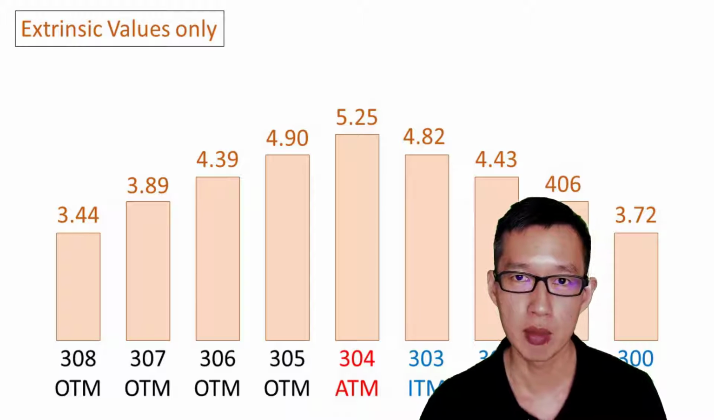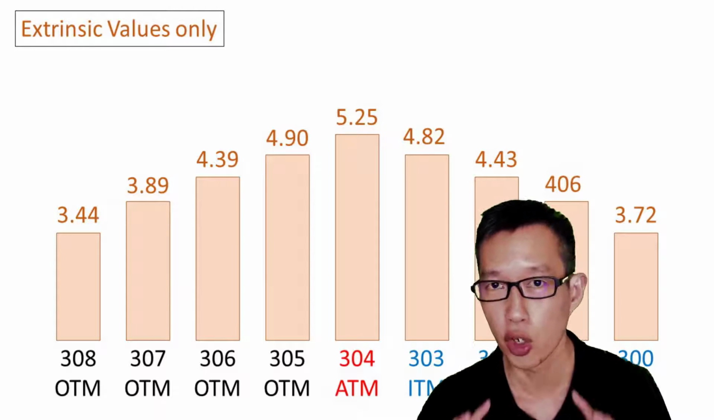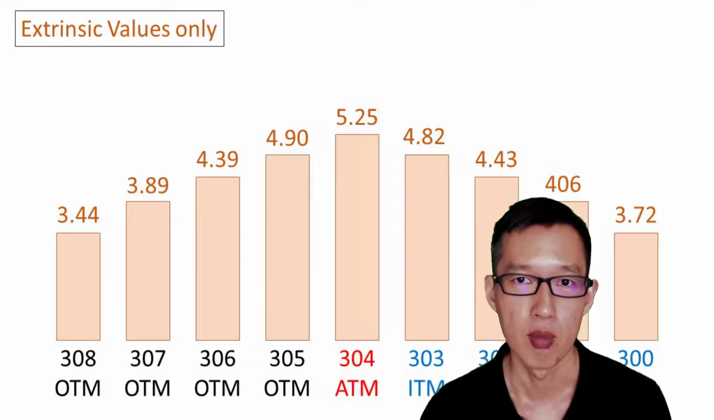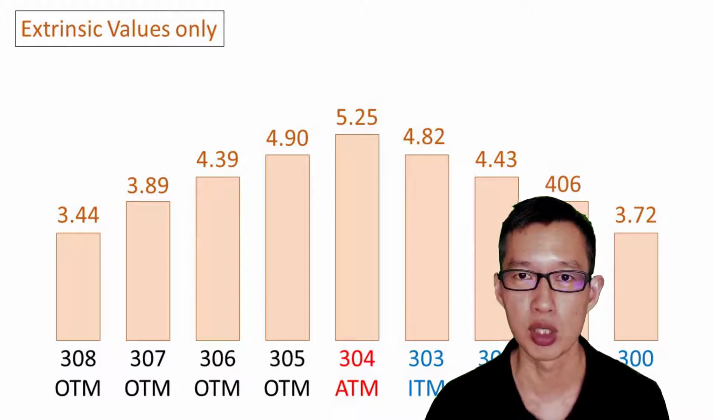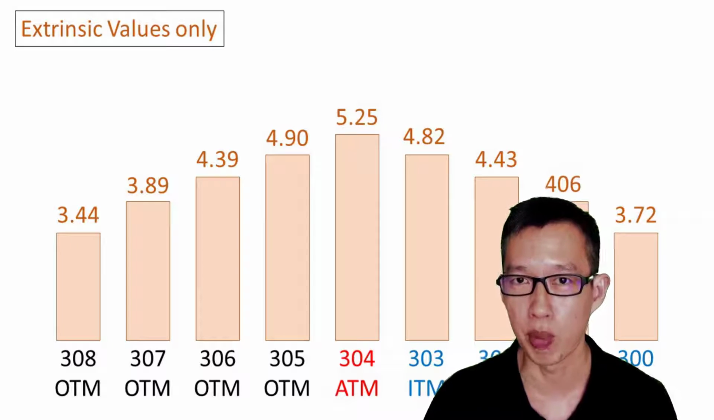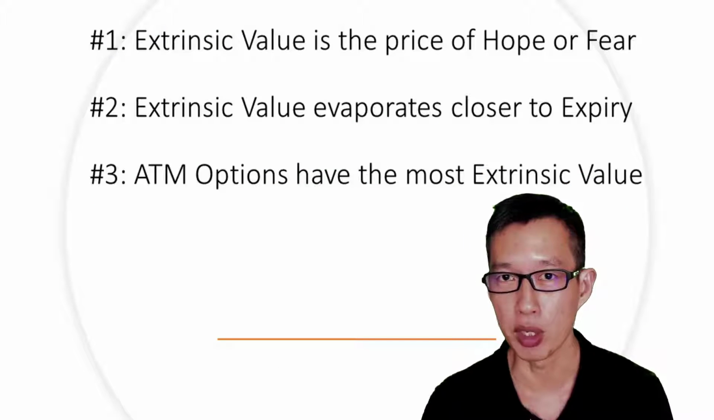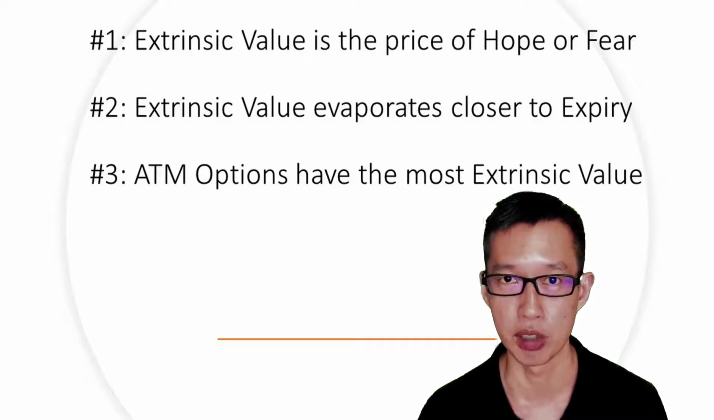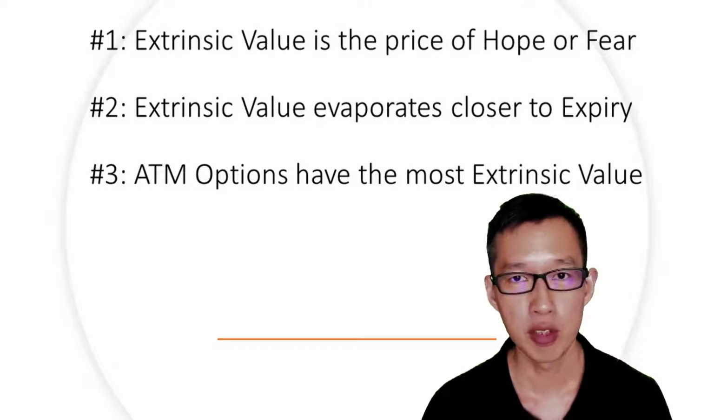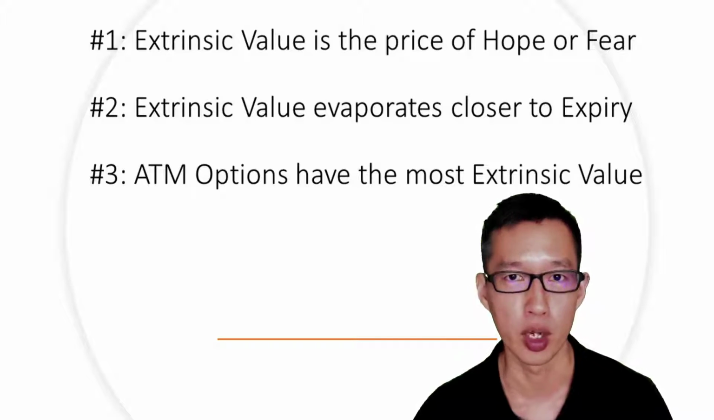Remember that as time gets nearer and nearer to expiry, your extrinsic value will start to evaporate. When you're paying so much more for at-the-money options, there's a lot more extrinsic value to evaporate by the time you start to reach expiration. Hope or fear, and it may not be realized at all. Extrinsic value is expensive. Two, extrinsic value starts to evaporate the nearer you go to expiry.